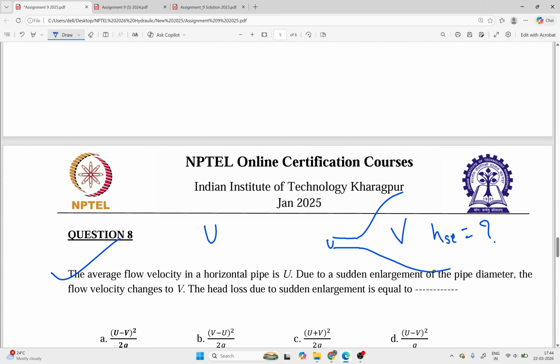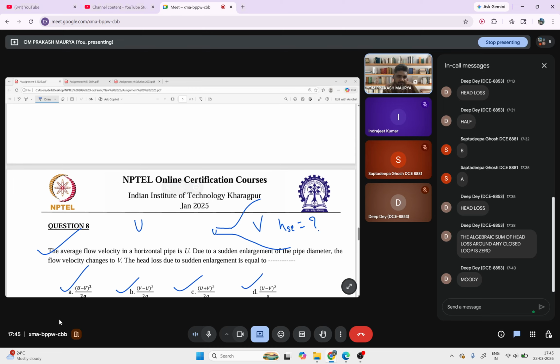So what will be the correct formula? Option A, u minus v whole square by 2g. Option B, v minus u whole square by 2g. Option C, u plus v whole square by 2g. Option D, u minus v whole square by g. So here you have the four options. Just try to write your answer, please, for question number 8. Very easy question.